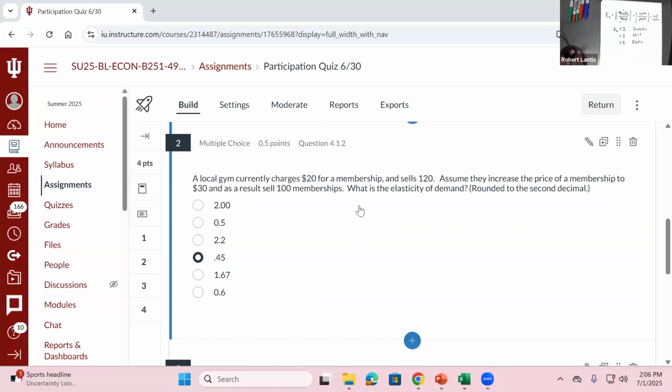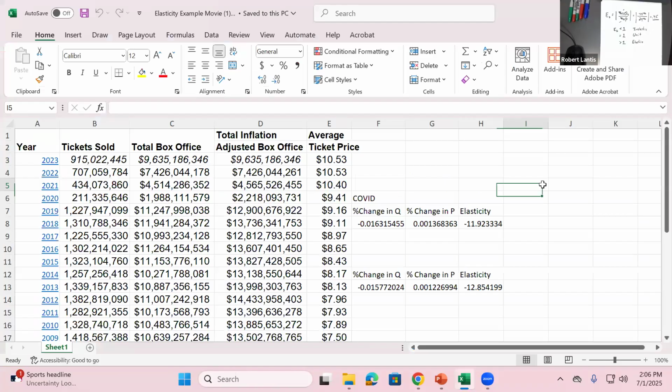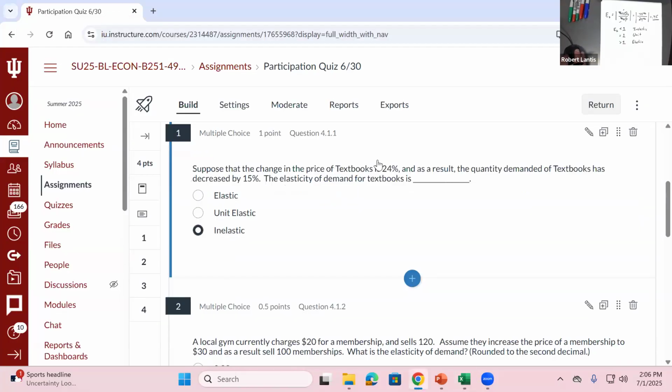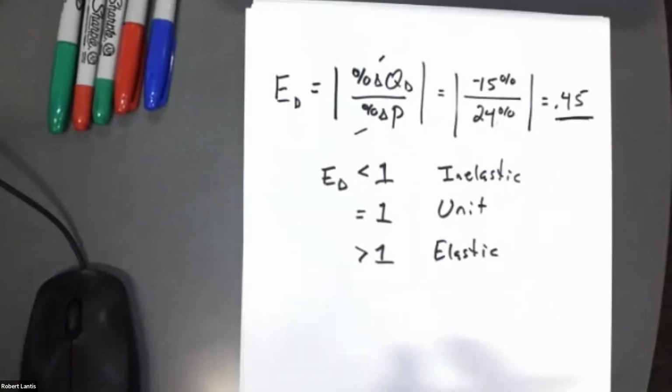If instead I had an example where a local gym changes their membership fee from $20 to $30, so they're increasing the price. As a result, the number of memberships they sell, or the quantity demanded, goes from 120 to 100. And this one must not be 0.45, I was thinking about a separate one. So what was that? 15 over 24, 0.62. So still inelastic, but slightly different value. I was thinking about problem 2. So we kind of already know what the answer is, but let's see how I would arrive at that.